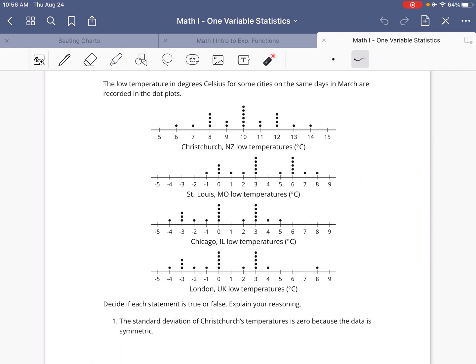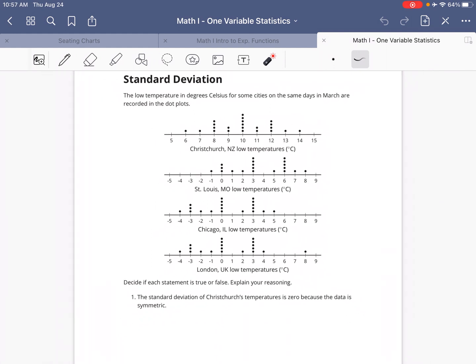Remember, standard deviation and MAD are both a measure of variability. It has nothing to do with exactly what the smallest number or the biggest number is. It's saying something about the shape of the distribution. So if you have two different sets of numbers, even if the numbers are different, if you look at the shape of their distribution and they're the same, they should have the same MAD and they should have the same standard deviation. So standard deviation of Christchurch temperatures is 0 because the data is symmetric.